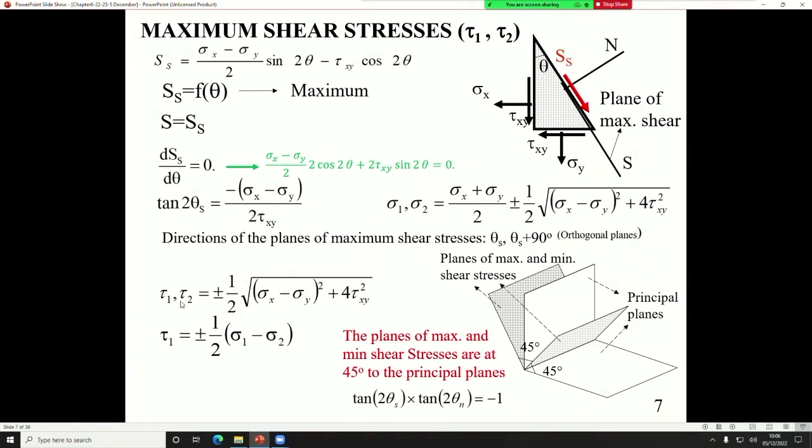So these are the two equations for finding the minimum and maximum shear stresses. Or if you've got sigma 1 and sigma 2, you can use this equation to find the minimum and maximum shear stresses. It's your choice. Majority of the students use this equation, but you get the same answer, obviously.